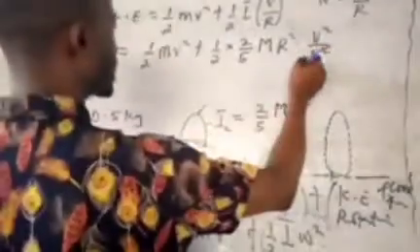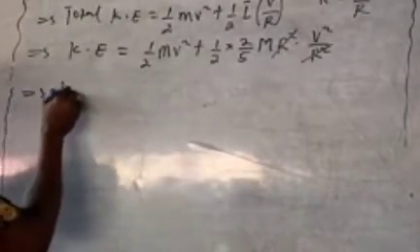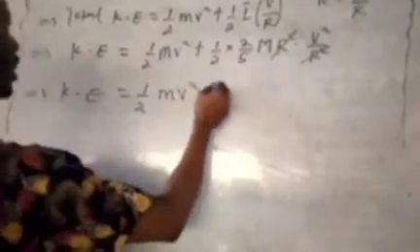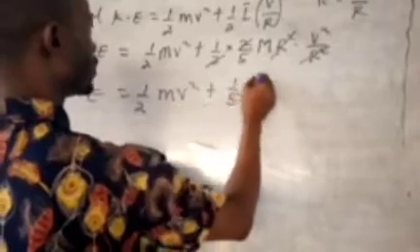So that this arrow squared can cancel this arrow squared. Then, when you proceed with the problem, you can now see that we can find the energy we are looking for. The energy we are looking for equals half mv squared plus 2 cancels 2. This now becomes 1 over 5 mv squared.